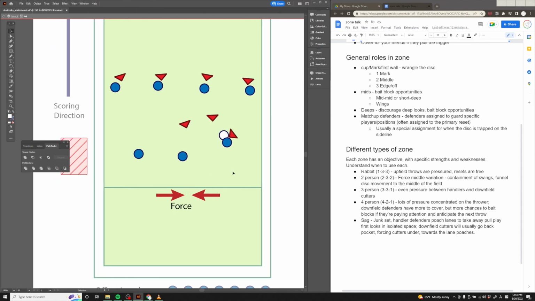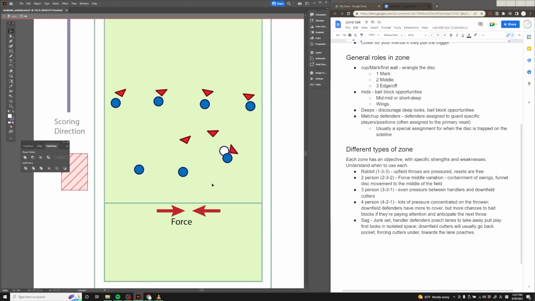So we will generally use this junk set to deny just the initial play, the initial pull play or set play that our opponents are running, which in general, most pull plays are used to isolate downfield space. So we're getting defenders in that downfield space to take away their first look. My recommendation for running a sag is that we run it for, say, 5 to 10 throws. Most of those throws will be swings, and during that time, the opponent's play will have been run, executed, and hopefully will have been denied.